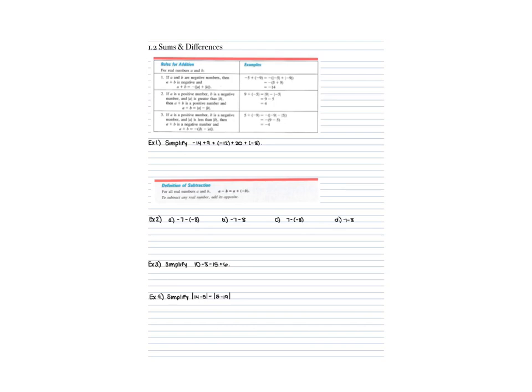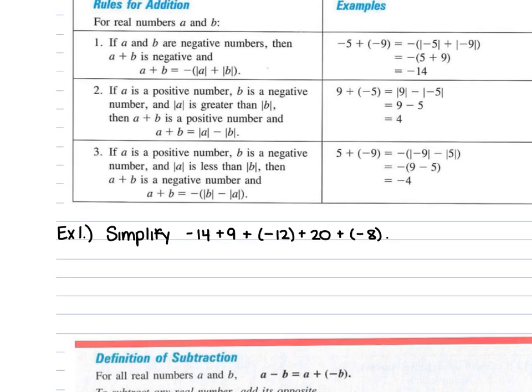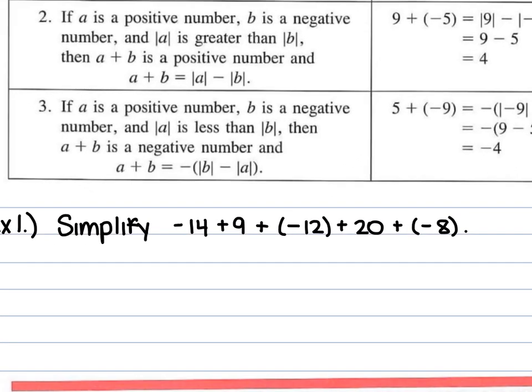1-2 sums and differences. When you are working with simplifying, you want to use your rules for addition and rules for subtraction. If we look at example 1, we have negative 14 plus 9 plus negative 12 plus 20 plus negative 8. We can just go from left to right and subtract or add these numbers, or we can group these numbers based off of their signs or what will make things easier for us.